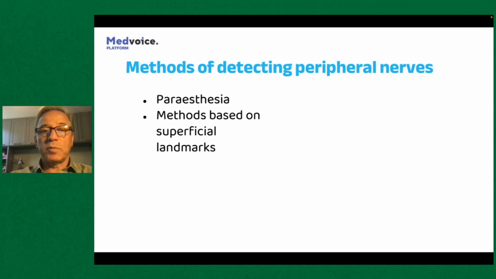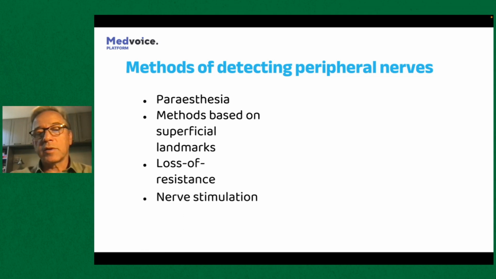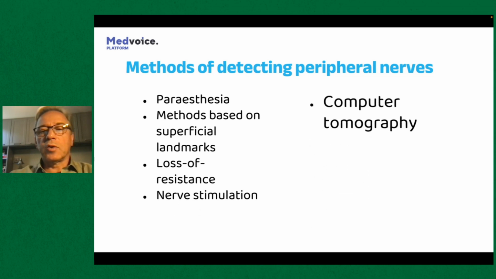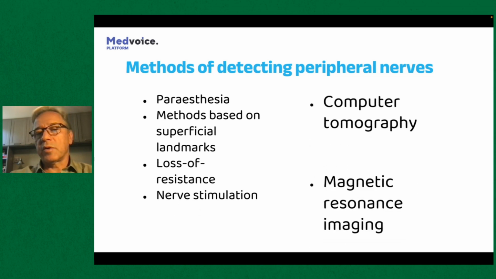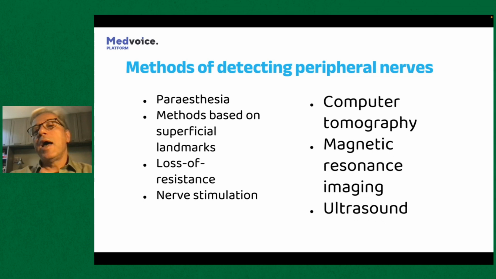Methods based on superficial landmarks, we use that a lot. Loss of resistance we use for epidural, for example. Then we used nerve stimulation for decades. And of course, we can see the nerves with computer tomography, with magnetic resonance imaging, and lately with ultrasound, which is the most practical.